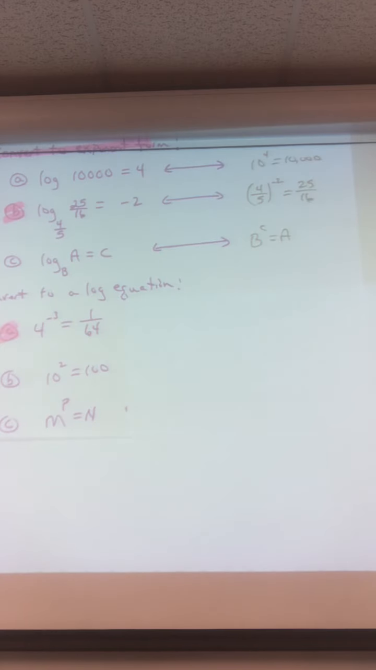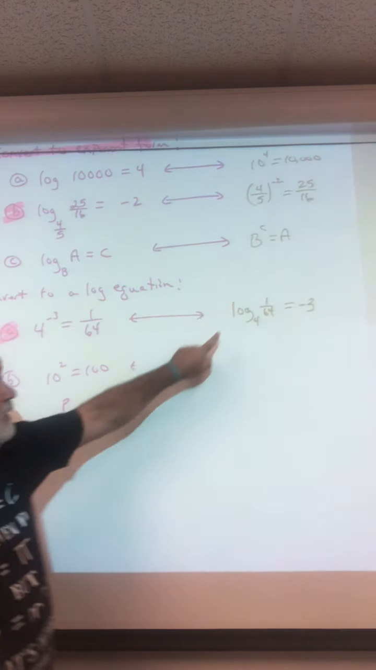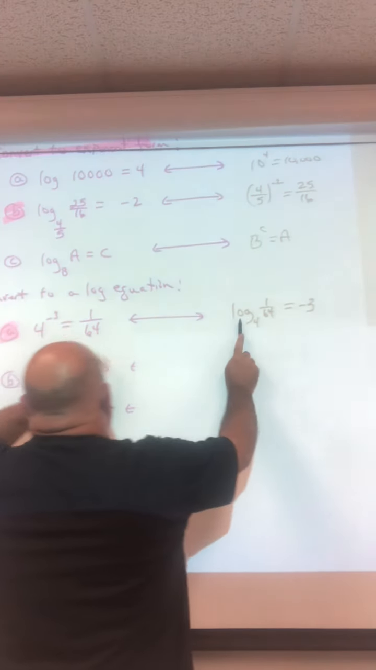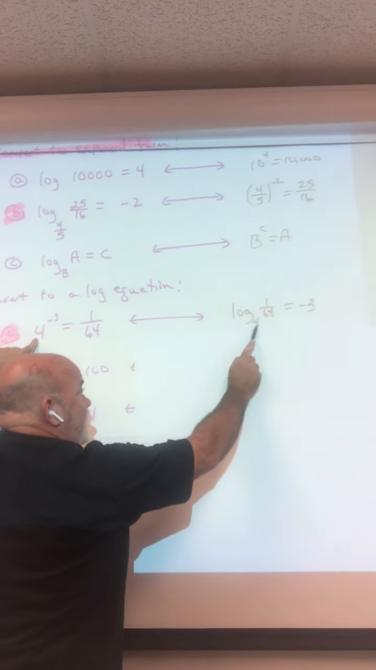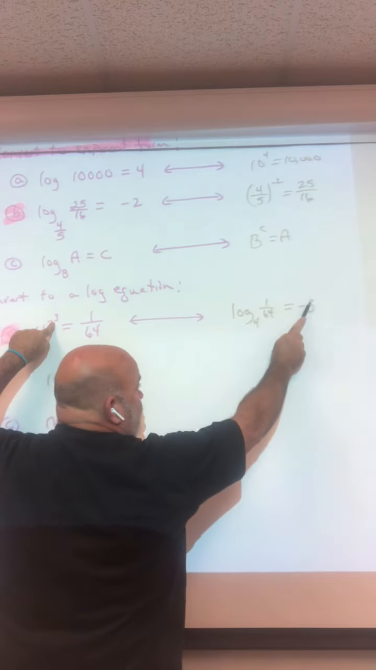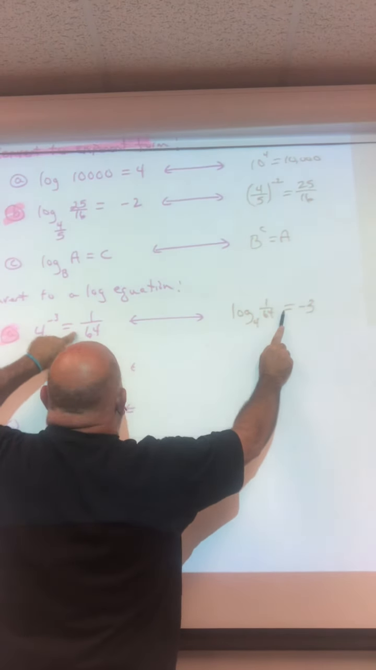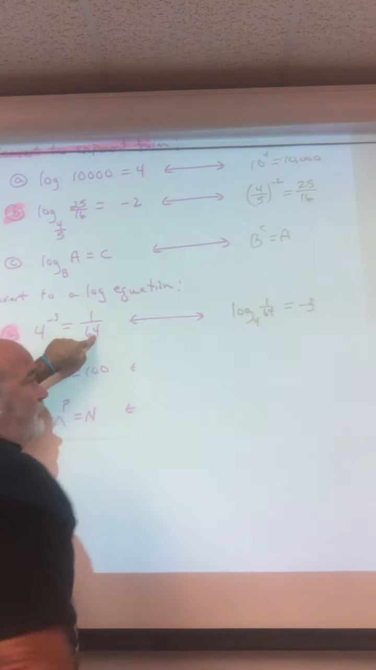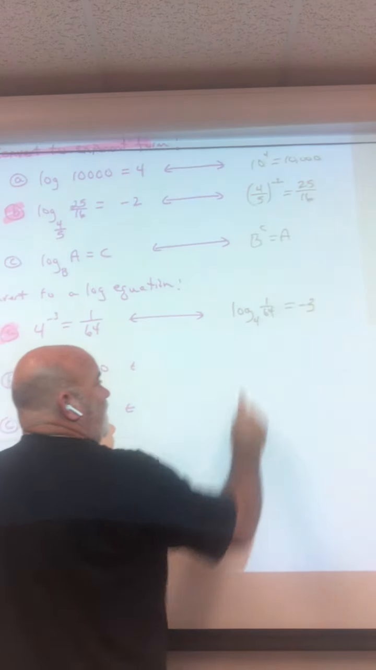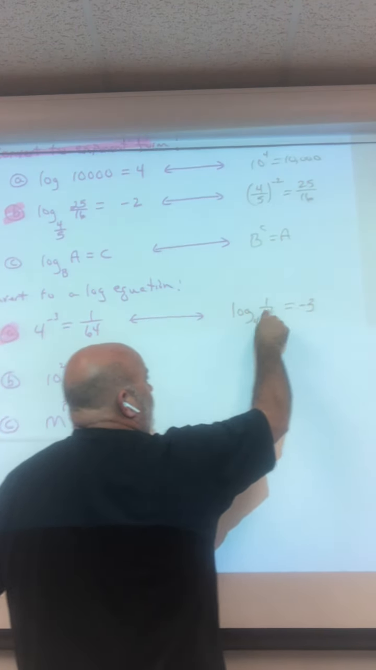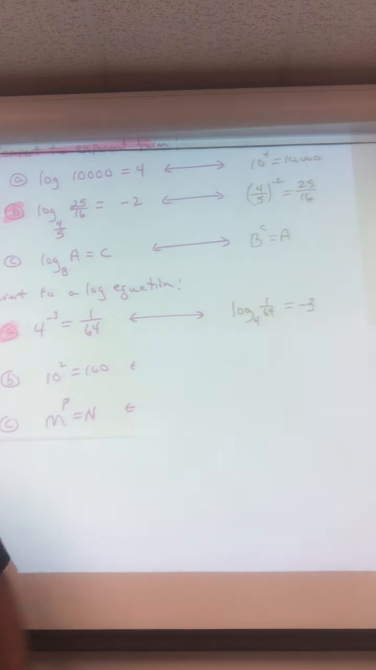So when you write this, log, your base is 4, it goes here. Your exponent goes over here, equals, and then what's left goes right there. Now you can always double check it. This to this power equals that. All right, so let's do this one.